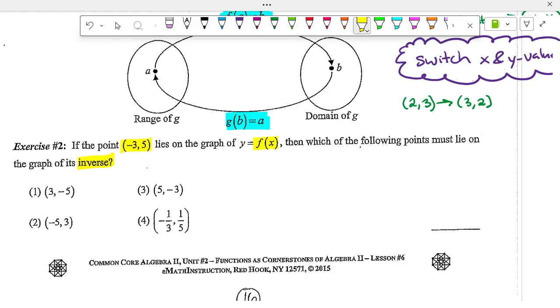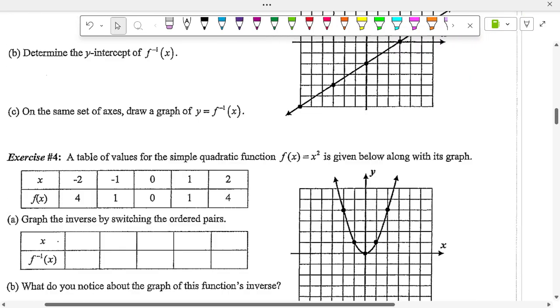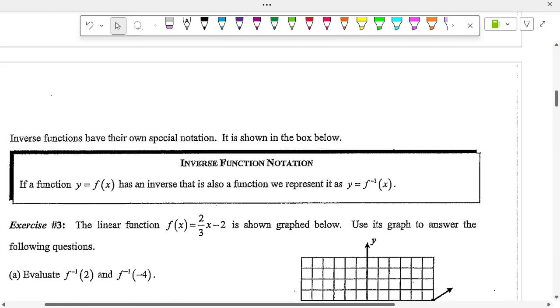It is definitely 3. All you gotta do is flip-flop those x and y's, and you take the signs with them. All right, so the 5 doesn't just automatically become negative. The negative sticks with the -3. So 3 would be your answer. And that's pretty much all there is to it with inverses.